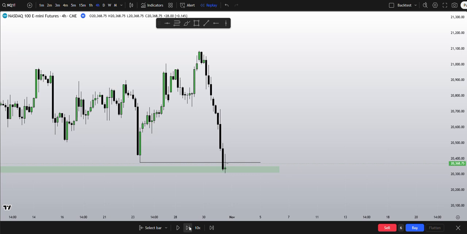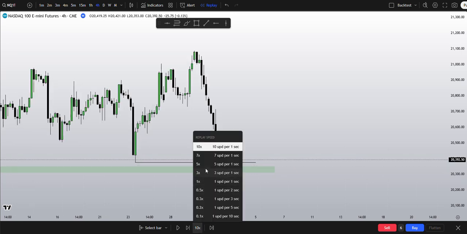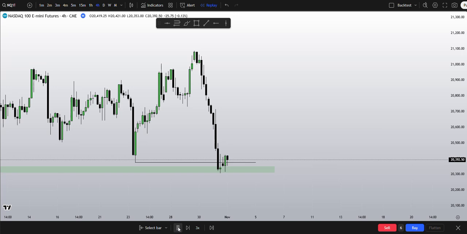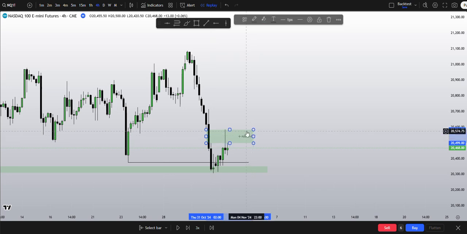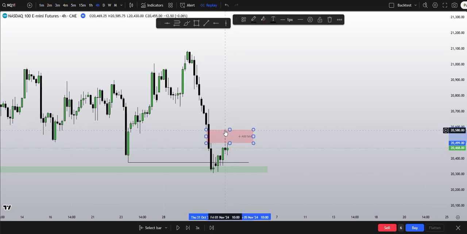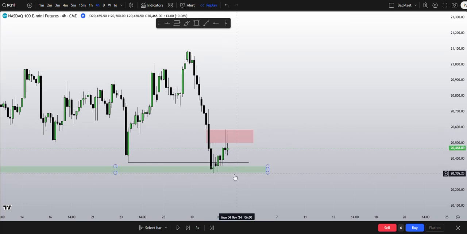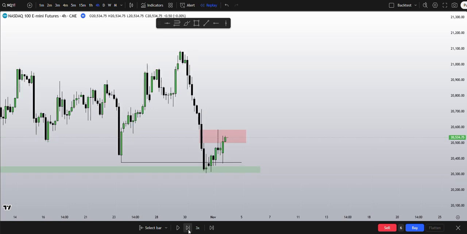So let's see. So far it's being respected. What I'm going to do is speed this up a bit because I don't know what it's going to do. Okay, so we're tapping back into this bearish fair value gap. Here is where I want to see price disrespect this bearish fair value gap. The chances are that price will disrespect this fair value gap rather than this one. The probabilities. We're digging into it.